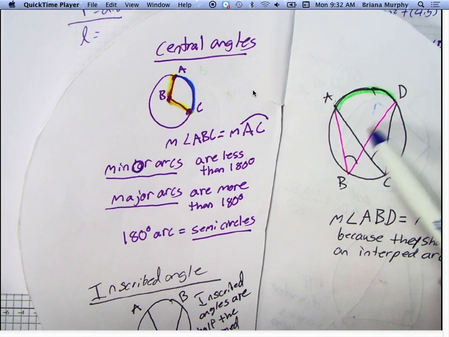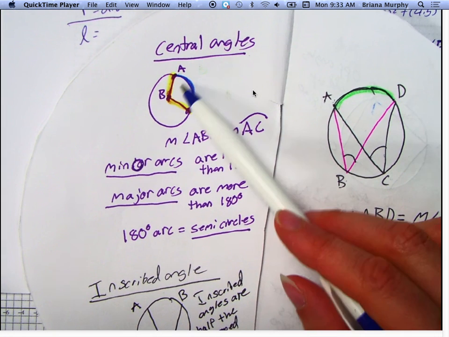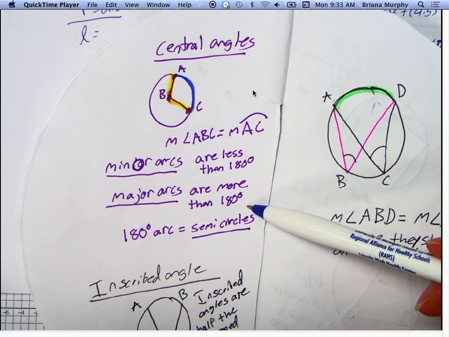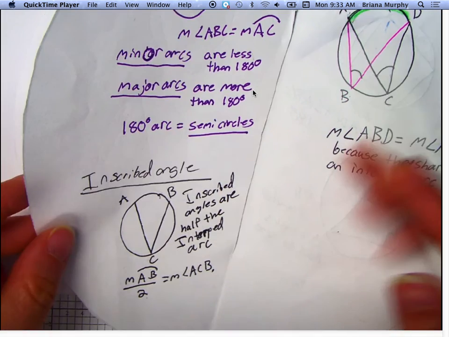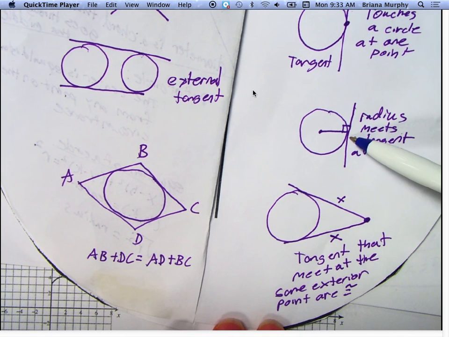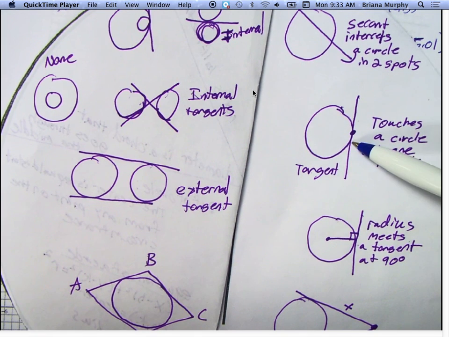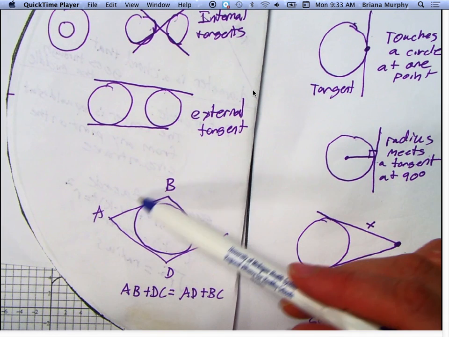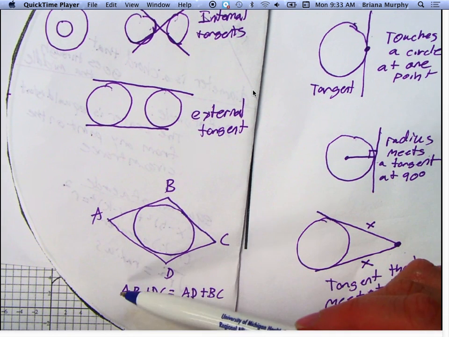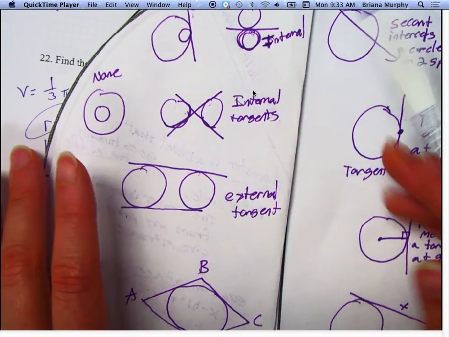I've got inscribed angles. If they have the same intercepted arc, they are equal. Central angles are equal to their arc. Minor arcs are less than 180. Major arcs are more than 180, and a semicircle is 180. Inscribed angles are half their intercepted arc. I've got that tangents meet radiuses at 90 degrees. Two tangents that meet at an exterior point are equal. Tangents touch the circle at 1 point. Secants intersect a circle in 2 spots. If I've got a circle surrounded by tangents, the opposite tangents added together are equal to the other opposite tangents. I've got the difference between external and internal tangents.